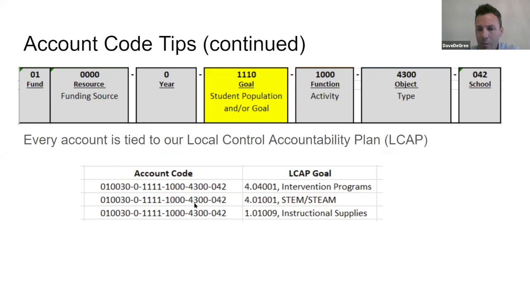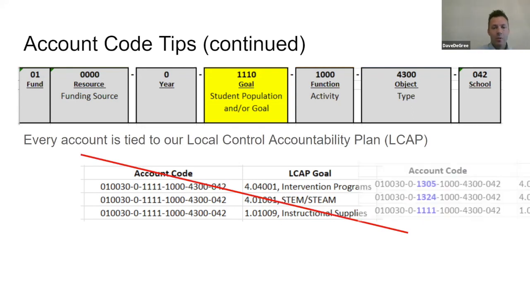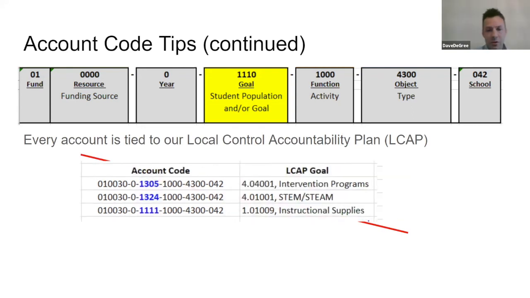But notice the LCAP goal, right? There's 3 different LCAP goals using the same exact code. We cannot actually make this work in our system. We cannot map the same account string to 3 different LCAP goals. So what we have to do is differentiate our account string somehow so that we're able to map or align to the LCAP goals that the site is choosing.